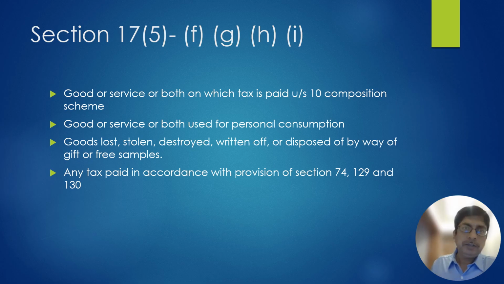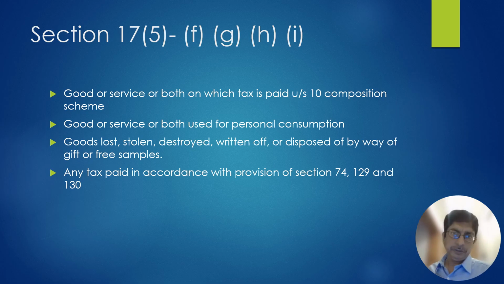The next point is section 17(5) clauses F, G, H, I. We will quickly go through this. These are not very regular items. What are these items? The goods and services which are purchased by the businessman from a dealer who is registered under section 10 of the CGST Act, that is, under the composition scheme. The GST credit is not available.